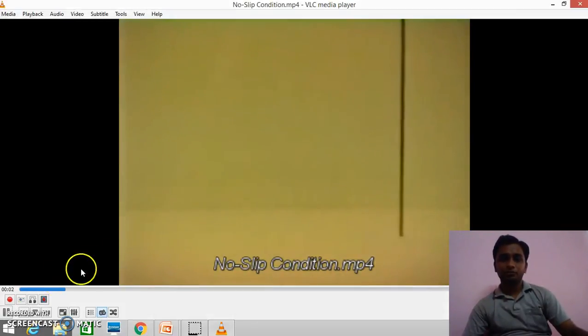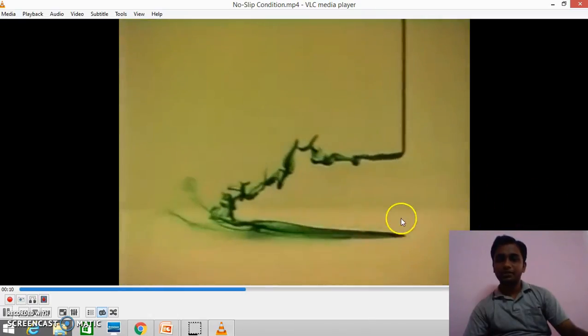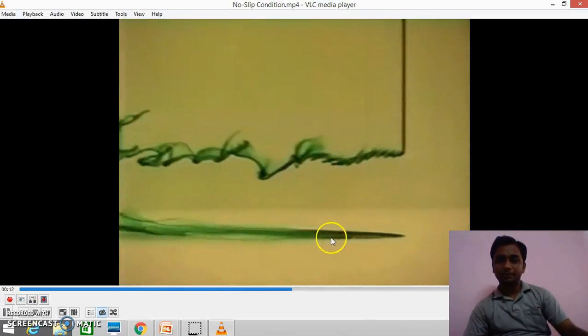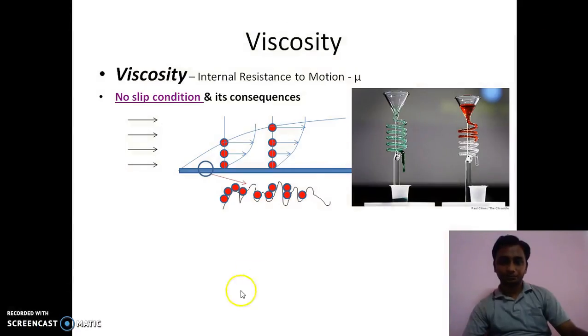Here is one video in which dye particles are inserted here. This is the solid surface, and fluid is moving from the back, from right to left. Now what is happening here? You can observe that at this surface the dye particles are getting adhered. It means that the fluid particles in close contact with the solid boundary have the same velocity as that of the solid boundary, which is nothing but the no slip condition.